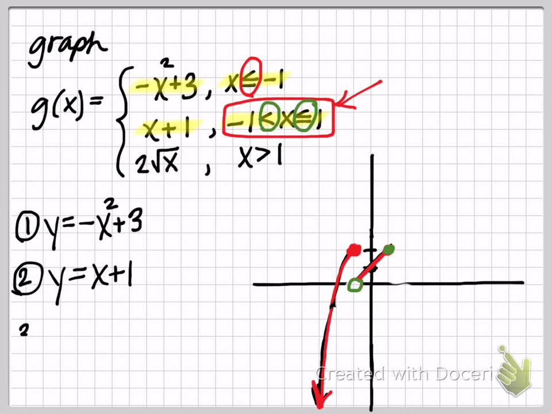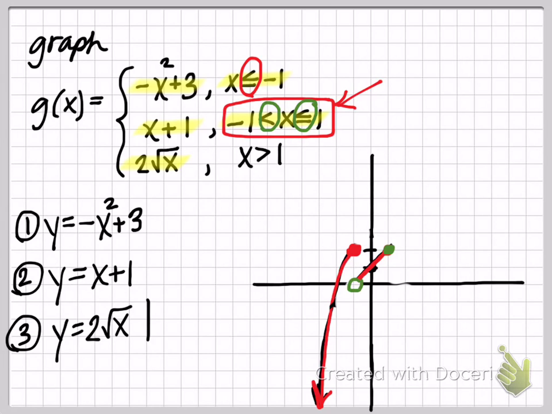And finally, we move on to our third piece. Y equals 2 times the square root of x. So for this, again, you might want to be on scratch paper to think about what this looks like.